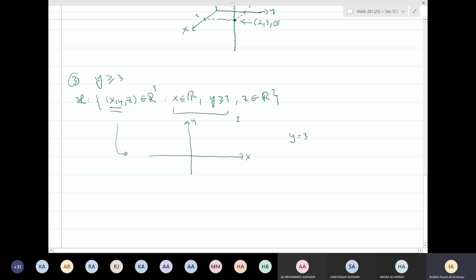Start with y equals 3. What is the graph of y equals 3 in the XY plane? It is the horizontal line. Horizontal line. Okay, this is it.